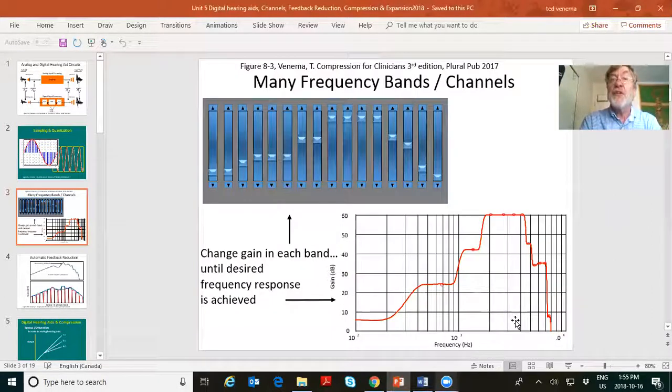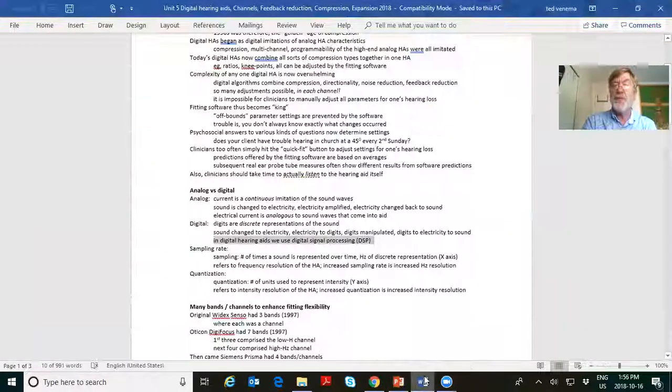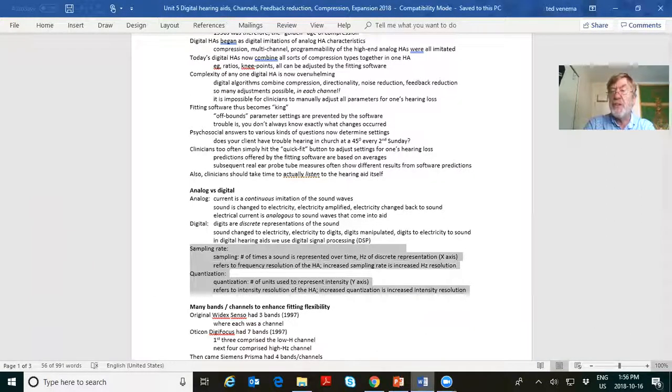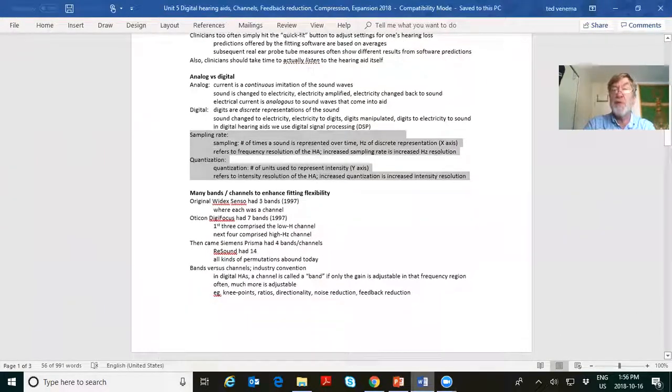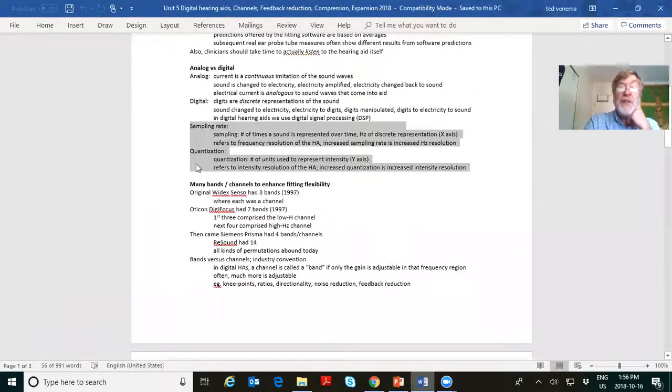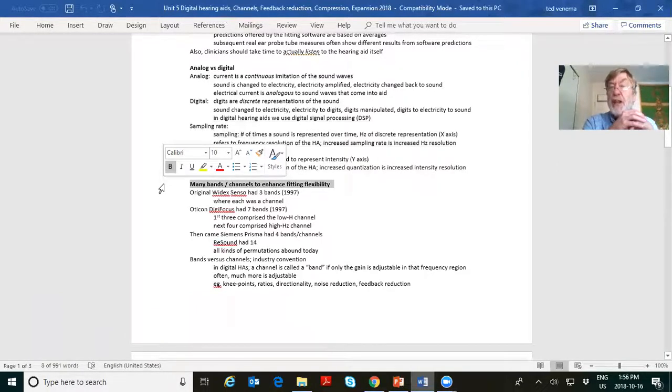Here, when you've got lots of frequencies or bands, look what you can do. I can leave these ones low. I can increase these more, increase these, take away these, and I can literally sculpt or shape the frequency response of a hearing aid in far more exquisite detail than I could otherwise. So sampling rate, quantization, I just used that to tell a story. Now we move on our way down toward the bottom of page 1. Many bands, channels to enhance fitting flexibility. And that was this slide here.